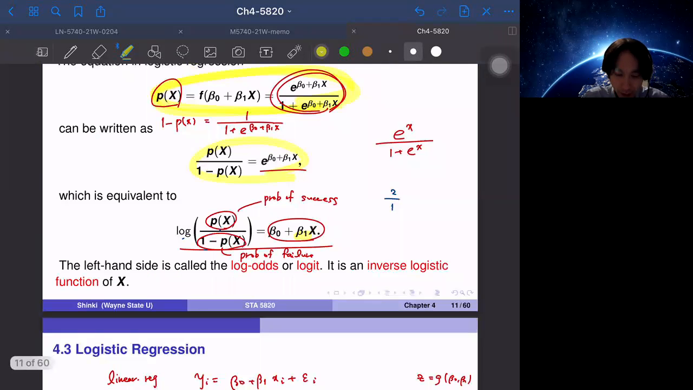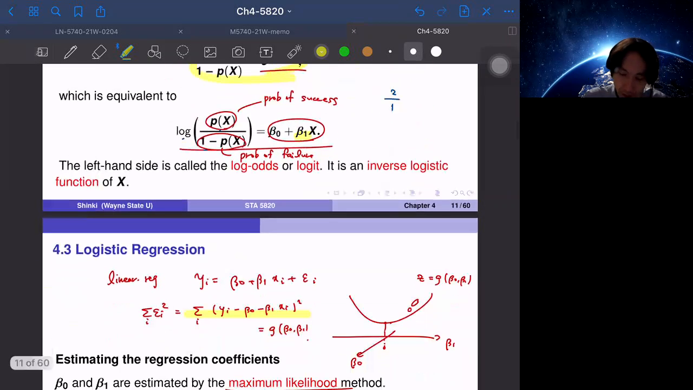And here is just a simple case, I mean, the one variable case. When we say simple linear regression, that means there is only one predictor. If there are multiple predictors, then the situation is similar. We have additional terms, beta 2 times x2.